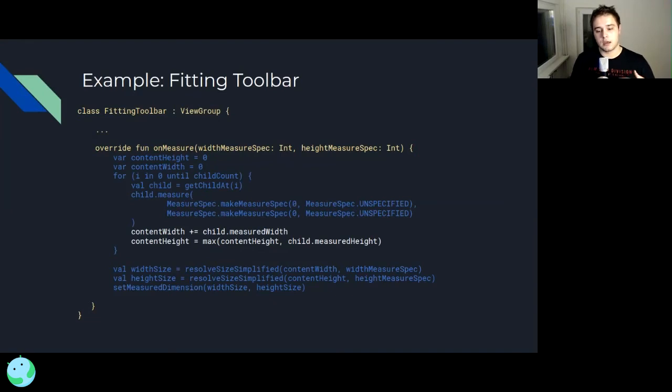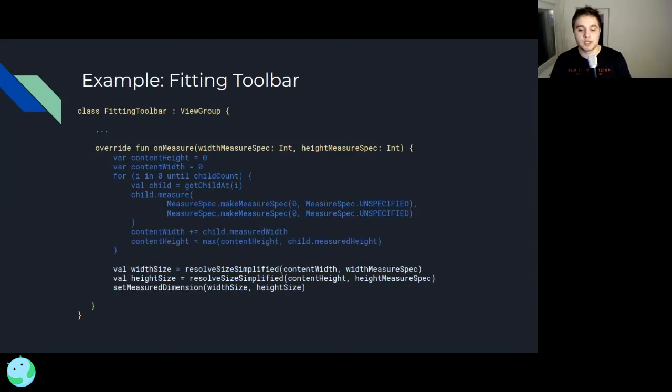So I can say content width, I would just add this child to the content width, and I will do it in the for loop. So I'm incrementing the content width, and for content height, I'm basically doing the max. So I'm looking, is this view the largest one so far? And if it is, this is the new content height. Right. So when we get out of the for loop, we have this content height and width figured out.